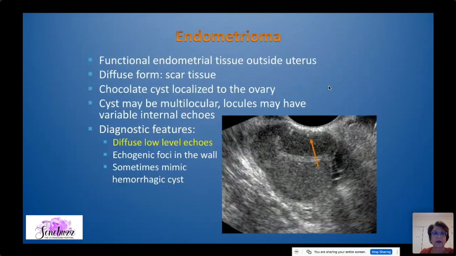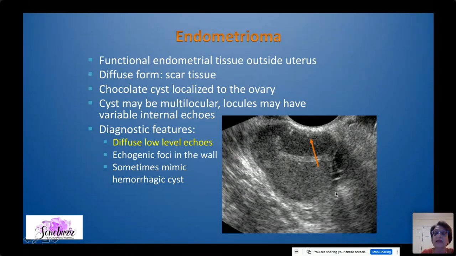Now, we can diagnose simple cysts, and we can diagnose hemorrhagic cysts with confidence. Another lesion we can diagnose with confidence is endometrioma, which is basically functional endometrial tissue outside the uterus. There's a diffuse form that basically forms scar tissue, but the chocolate cyst is what we're talking about here, which is a localized endometriosis of the ovary. And they have a very typical appearance. They can be multilocular or unilocular, but they all have this diffuse ground glass low-level echoes.